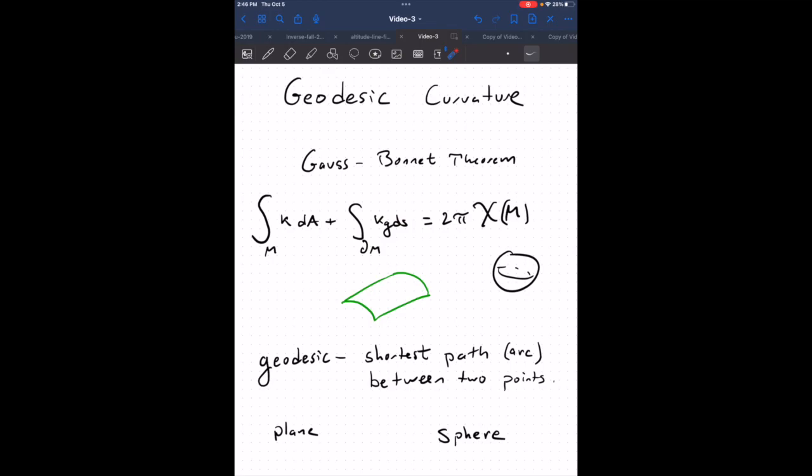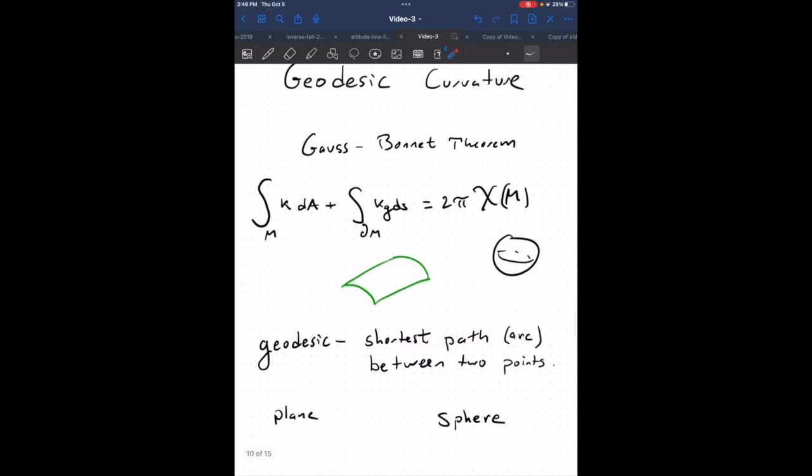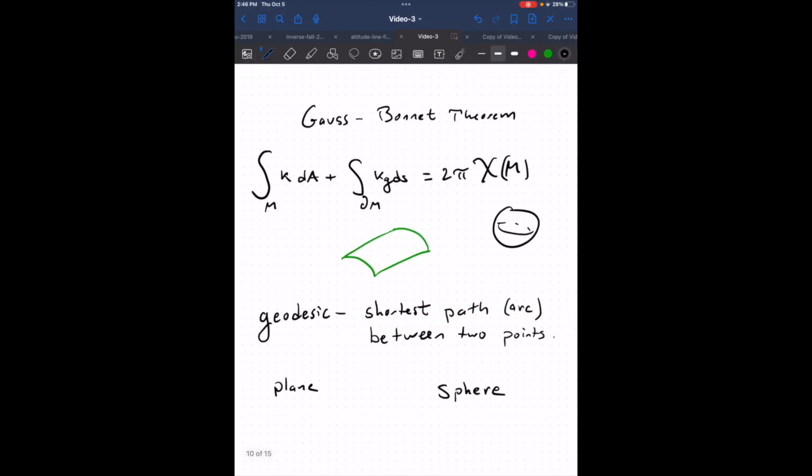Okay, so geodesic, it's not bad to think of this as a shortest path or shortest arc between 2 points. So in the plane, if we have 2 points, what does a shortest path look like? Well, it's a straight line. Well, on the sphere, if we have 2 points, what does a geodesic look like? Well, it's a part of a great circle, or a circle that goes the whole way around the sphere through the antipodal point. And so those are 2 examples of geodesics that hopefully are intuitive to you.